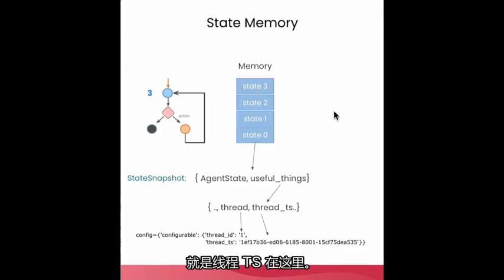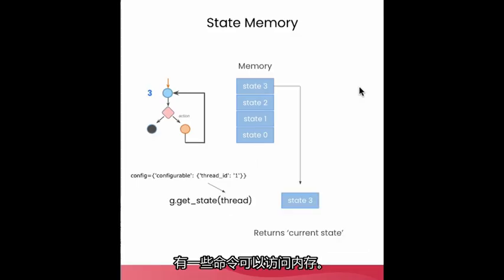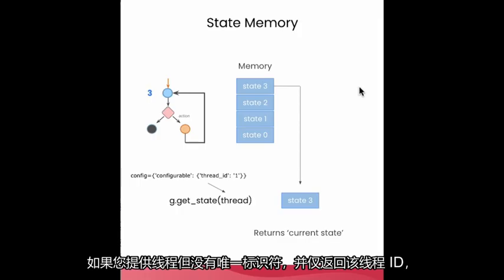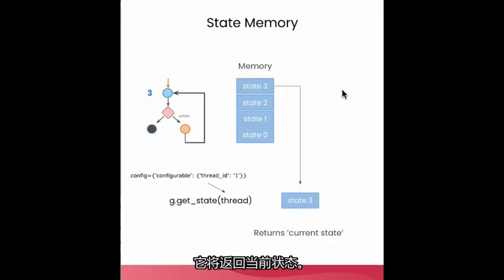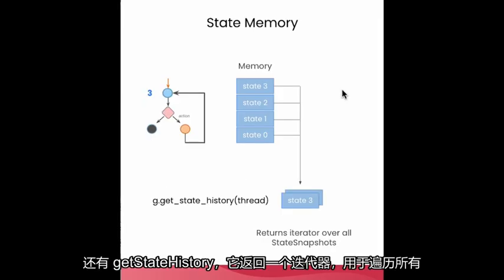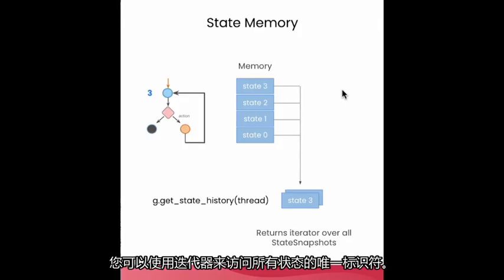That's the thread TS right there. You can use that to access the snapshots. There's some commands to access memory. There's get state, which you've already seen. If you provide the thread without the unique identifier and just return that thread ID, it will return the current state. There's also get state history, which returns an iterator over all of the state snapshots. You can use the iterator to get access to all of the unique identifiers for each of the states.